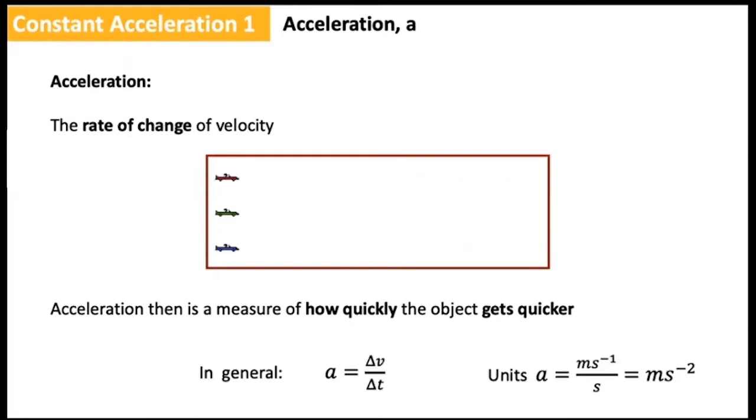Acceleration is a measure of how quickly an object gets quicker. In general, acceleration is the change in velocity over the change in time. A standard unit that we can use here is going to be meters per second squared. Okay, so the velocity unit per second, meters per second squared.